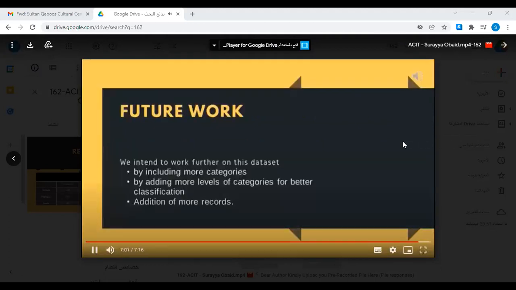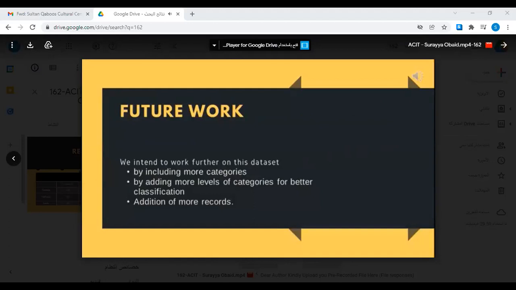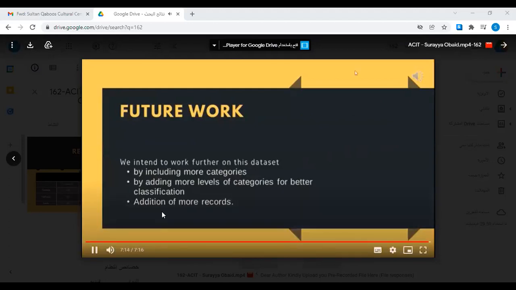Here are the future directions we plan to explore. We look forward to adding more category levels and instances in future to get more precise and better results of classification.